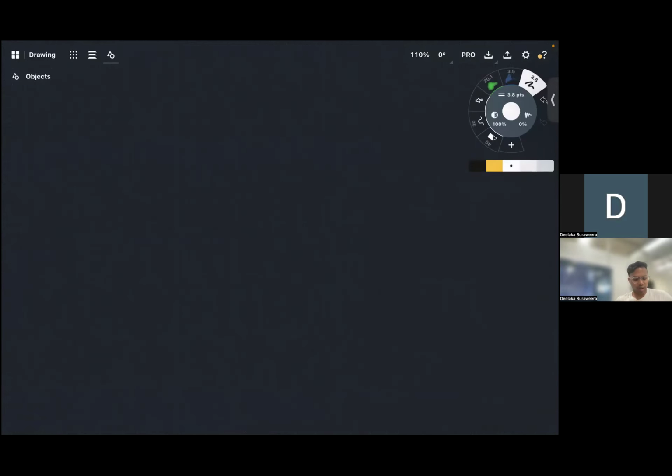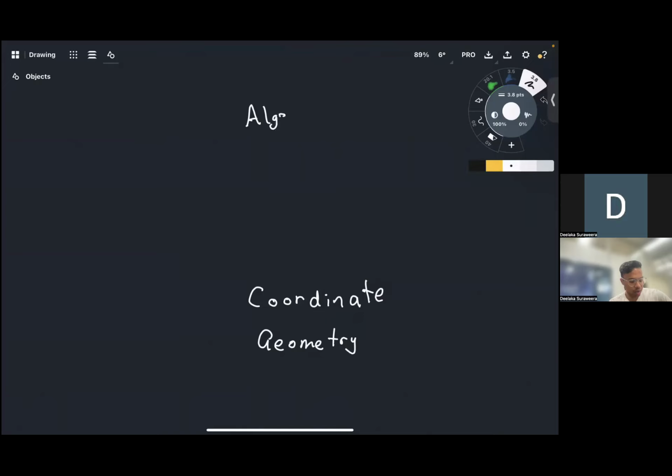So coordinate geometry. I know a couple of you have done it, so that means it's new for most people here, right? But to be honest, this is a really, really important topic because visualizing algebra is probably one of the most powerful problem-solving tools. If you can think visually about algebra, which is what coordinate geometry is about, it's really, really powerful. Coordinate geometry is basically combining algebra and geometry.